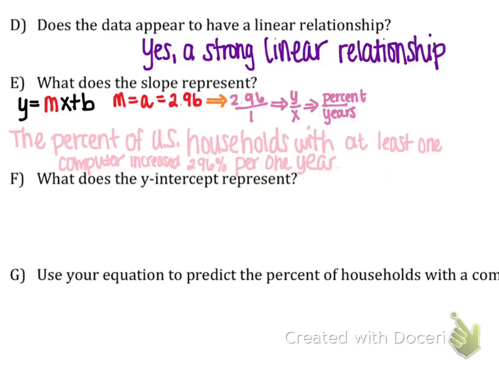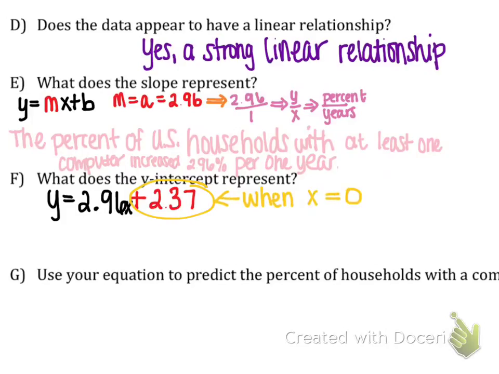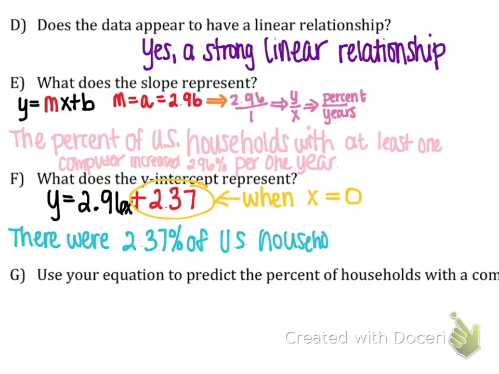Okay, so what does the y-intercept represent? Well, first let's write down our equation. We have 2.96x plus 2.37. So let's do a little refresher. That plus 2.37 represents when x is equal to 0. So what does that mean? That means that there were 2.37% of U.S. households with at least one computer in the year 1984, because that's when we determined when x is 0.